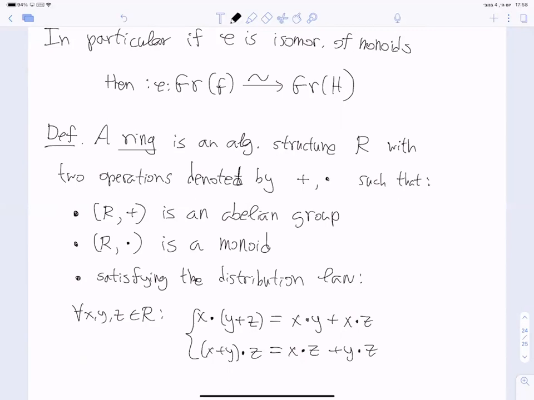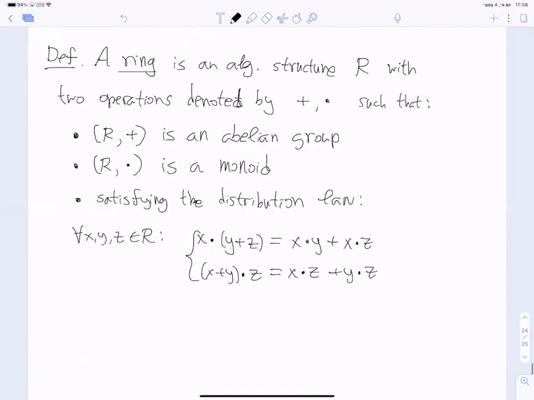So you see that with respect to what we call dot, it doesn't have to be a group, only a monoid. Can you think of an example?